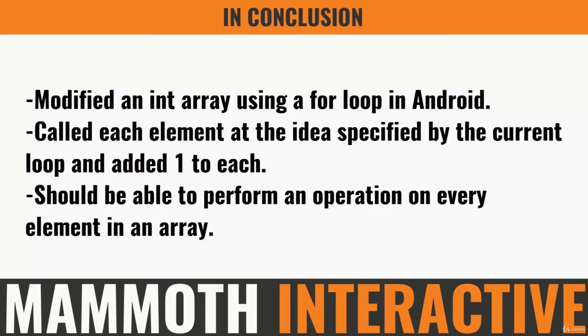So by now, you should be able to perform an operation on every element in an array using a for loop. Again, right now we're restricted to doing the same thing to every element, but later on we're going to look at how we can kind of do different things within the same for loop.